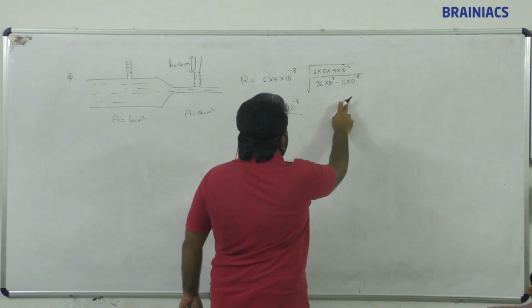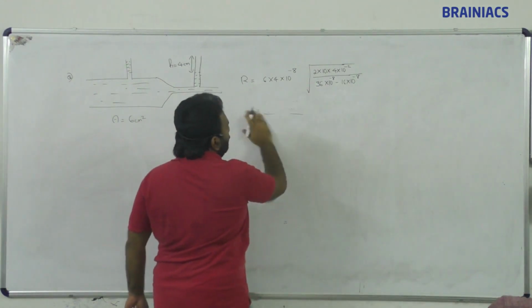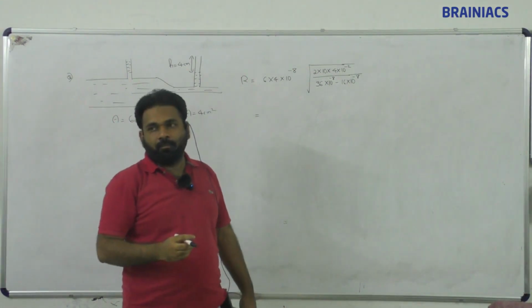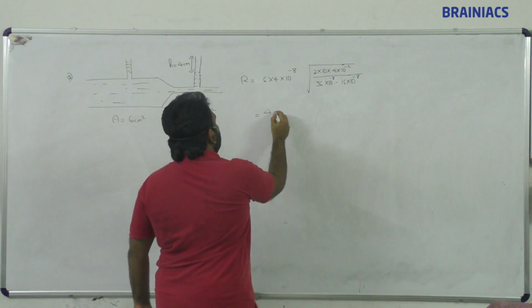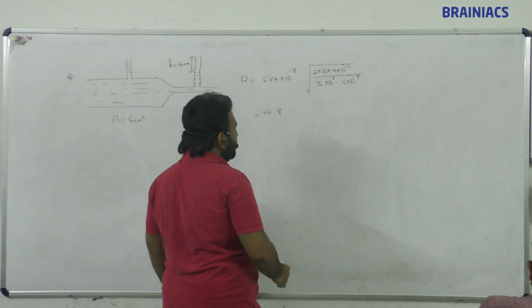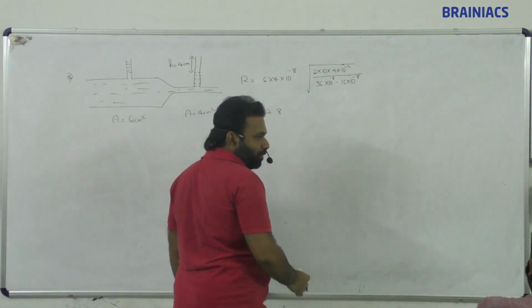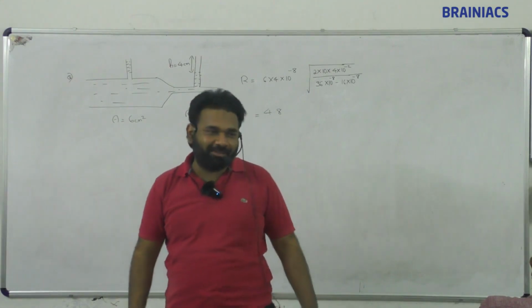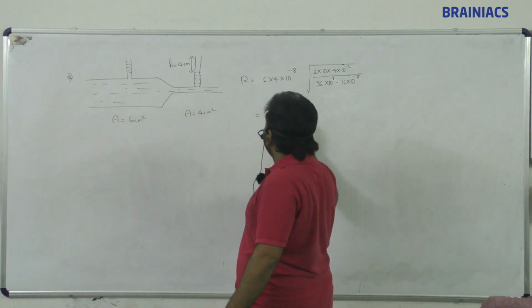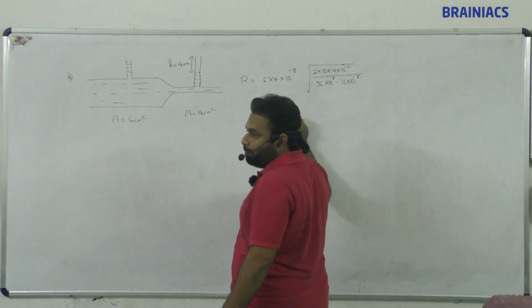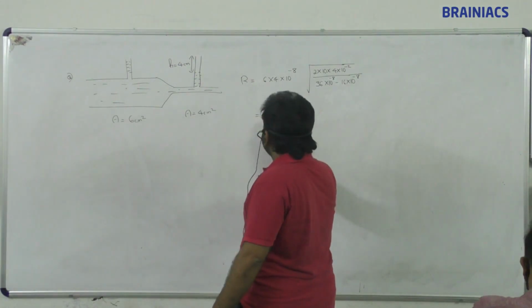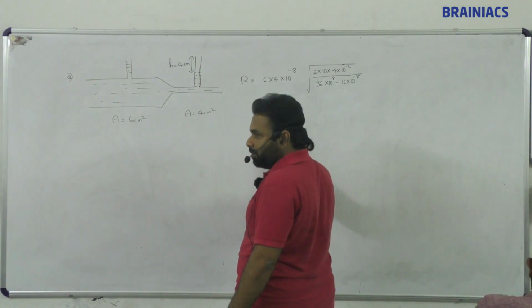20. Okay, so what is the answer? 4.8. 48 centimeter cube per second rate of flow. So this is 4.8 or 48? 48.